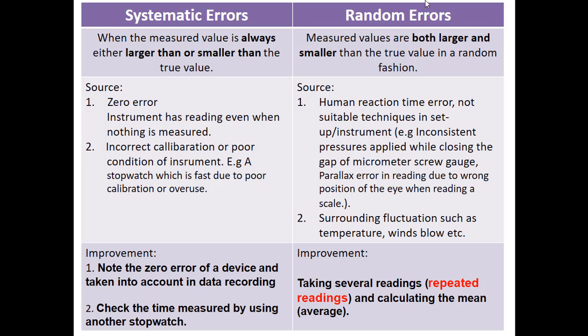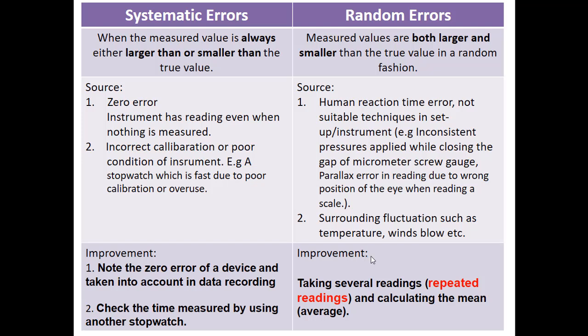Then the second category of error is what we call random error, whereby the measured values are both larger or smaller than the true value in a random fashion. Examples of sources of error which are considered random error are the human reaction time error and unsuitable technique in setup of the instruments. For example, inconsistent pressure is applied while closing the gate of a micrometer screw gauge. The parallax error in reading due to the wrong position of the eye when reading a scale, and the surrounding factors such as the temperature and the wind blow that might affect the reading that we recorded.